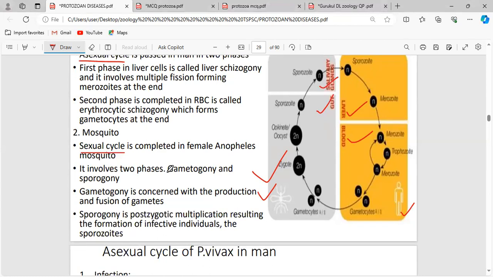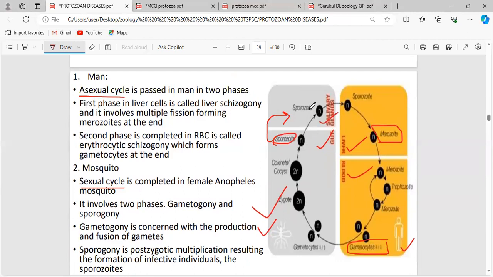The fourth thing you have to remember is the end product of each target area. In the liver, the end product is merozoite. In blood, the end product is gametocyte. In the mosquito, the end product is sporocyst, and these sporozoites enter into the salivary glands of the mosquito. These are the things to keep in mind about the end product of each targeted area.